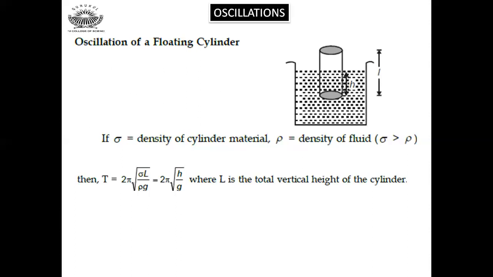So T equals 2 pi root of h divided by g, where L is the total vertical height of the cylinder. So this is how we get the equation for the time period.